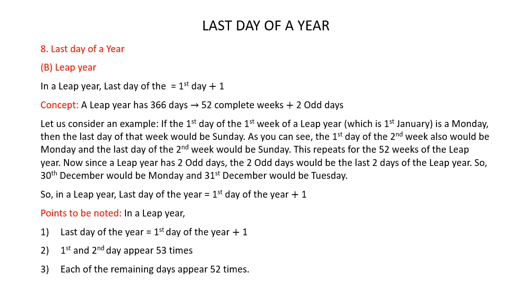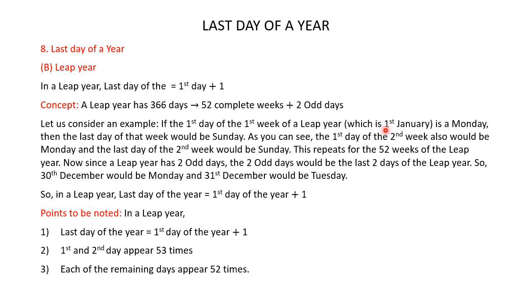So clearly here you can see that the last day of the leap year, that is 31st December, is Tuesday and the first day of the leap year, that's 1st January, is Monday. Here you can see that Monday plus 1 is Tuesday, which means the last day of a leap year is equal to the first day of the year plus 1. So, in a leap year, last day of the year is equal to first day of the year plus 1.